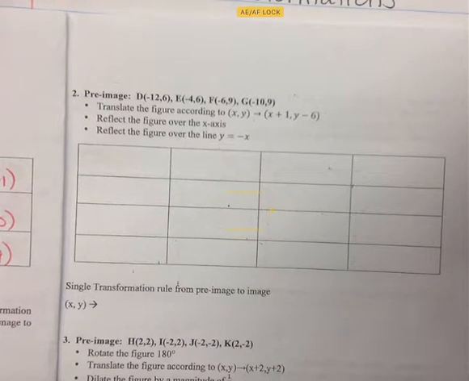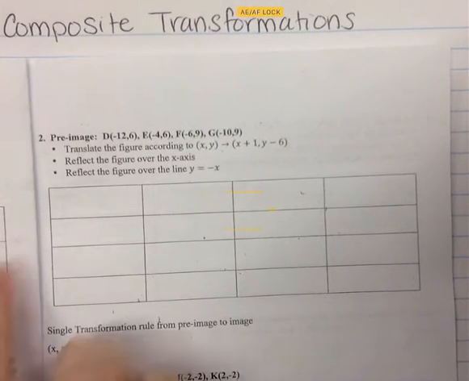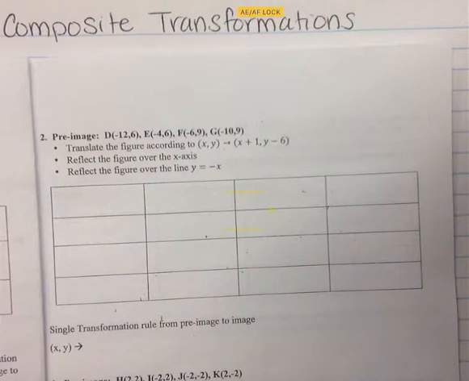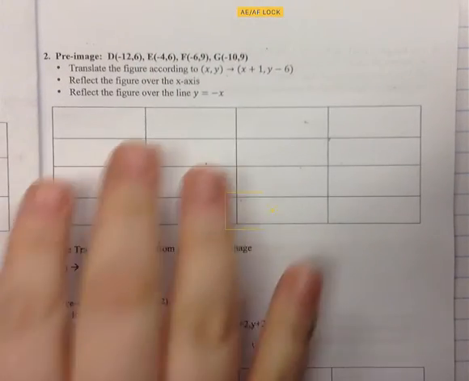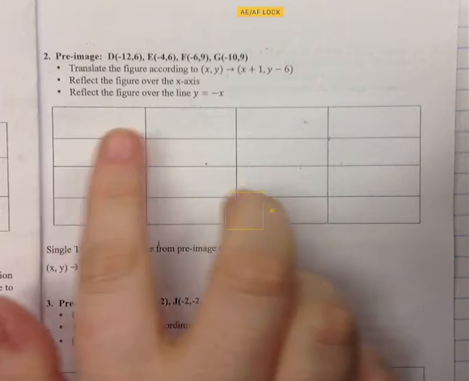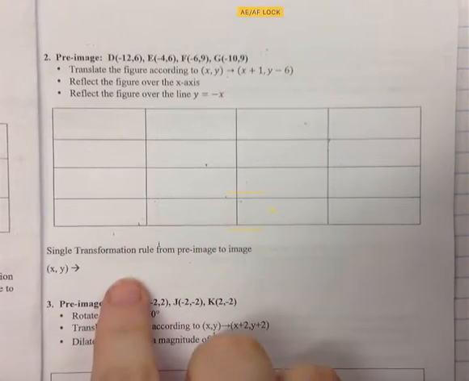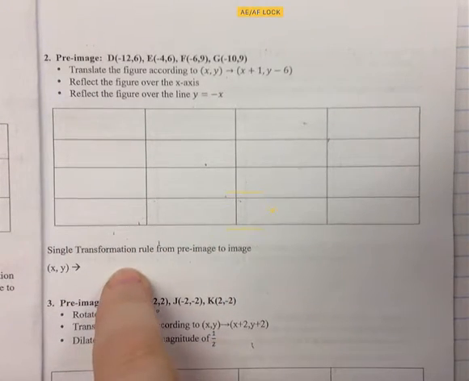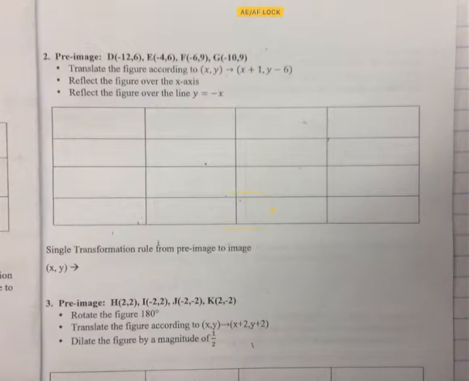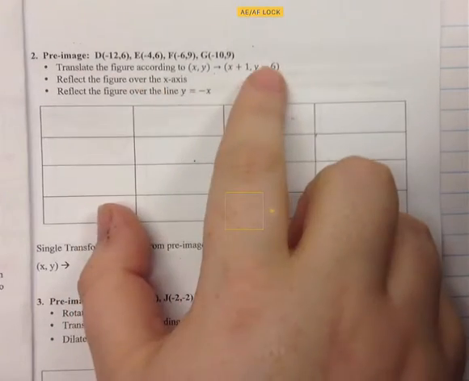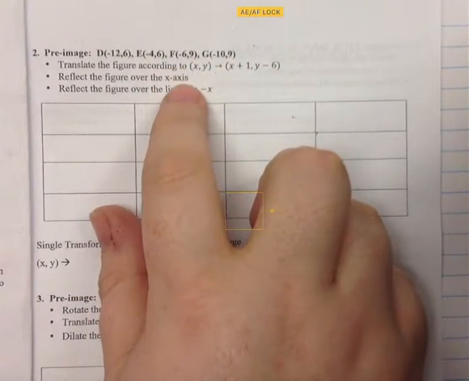This video is about composite transformations, about doing examples 2, 3, 4, and 5. I'm going to be finding each of the coordinates, and then we're going to be writing the single transformation rule from the pre-image to the image. We will not be graphing these. I'm going to find the rules for each of the transformations it's asking me to do.